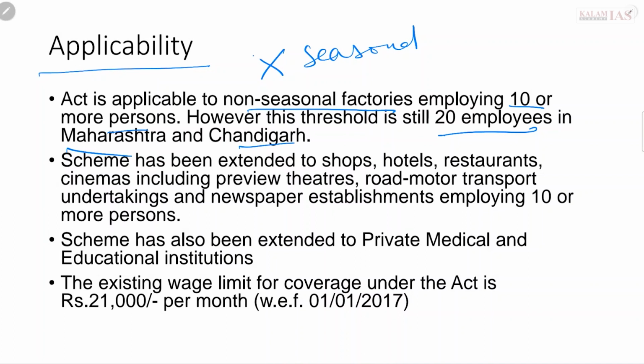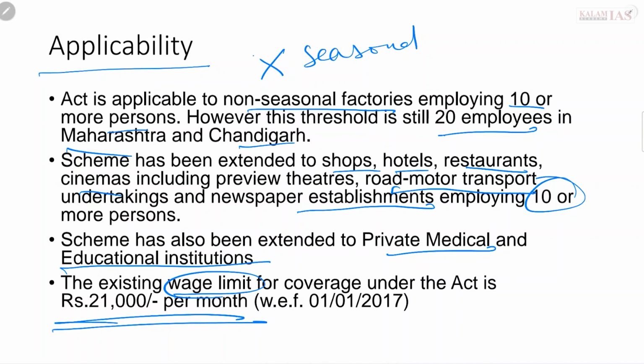Schemes: the ESI scheme has been extended to shops, hotels, restaurants, cinema, including preview theatres, road motor transport undertakings, newspaper establishments, employing 10 or more persons. The scheme has also been extended to private medical and educational institutions. The existing wage limit for coverage under the Act is rupees 21,000 per month from 2017 onwards. Okay, so the scheme which is administered by the ESIC is extended to educational institutions, medical colleges, as well as journalists, road motor transports, and the hospitality industries, cinema halls, etc.